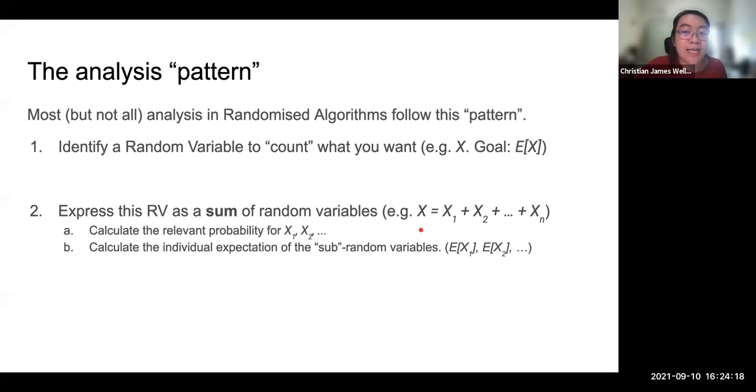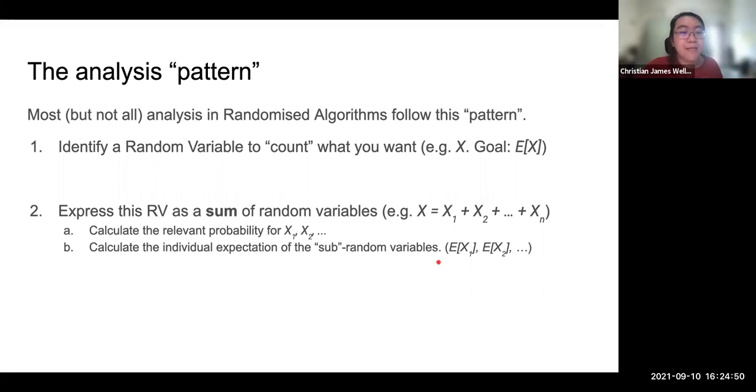And then what you want to do is calculate the relevant probability of x1, x2, and all the way to xn. Relevant meaning maybe the probability of success in the case of Bernoulli trials. Calculate their relevant probability, and using the relevant probability, calculate their expectation. Because if you have all the probabilities that you need and you know what values they take, you can calculate that expectation by definition.